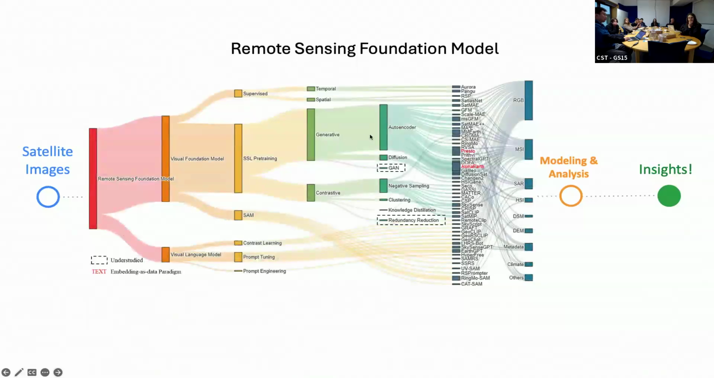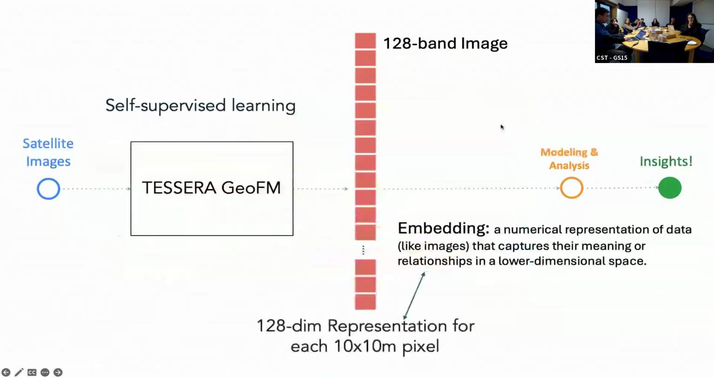So here, I also list a lot of remote sensing foundation models. Actually, there are over 100 of them. Here I only analyze a couple of them. And also, I'm doing this taxonomy, splitting them into different categories. And yeah, so we know that there are a lot of these foundation models out there.